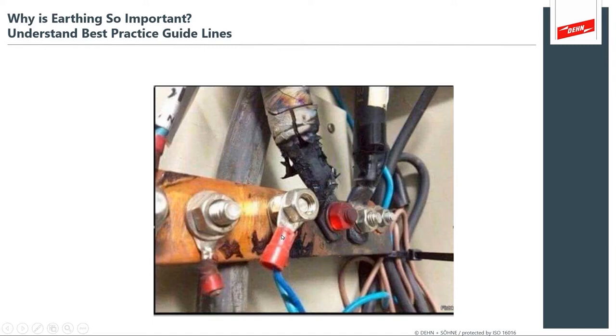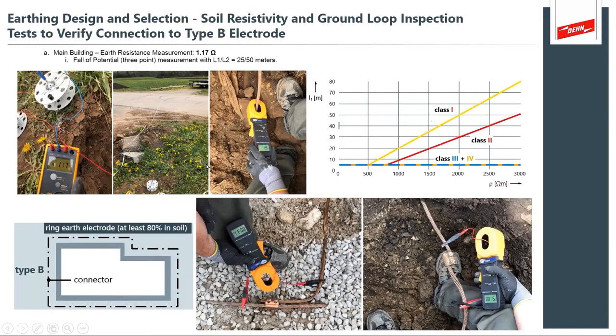You've got broken connections. These are the things that we're looking for. So earthing design. Remember, it started with the class of protection. Our risk analysis tells us that we have extensive risks, so we select higher protection methods, and this can help us design our earthing system.